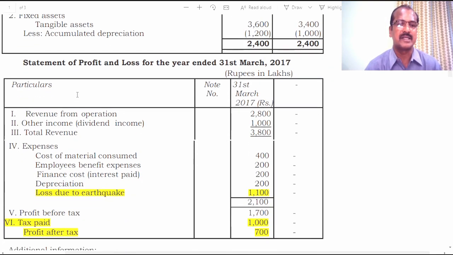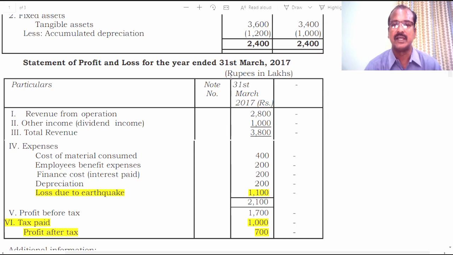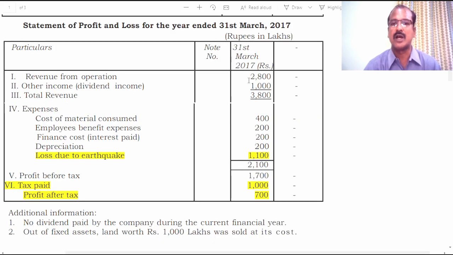Then let's look at the next statement presented in the problem, which is the statement of profit or loss for the year ended on 31st March 2017, which is the current year. Here also the amounts are presented in lakhs. Revenue from the main operation comes to 2,800. The second category of revenue is other income, dividend income of 1,000 lakhs.